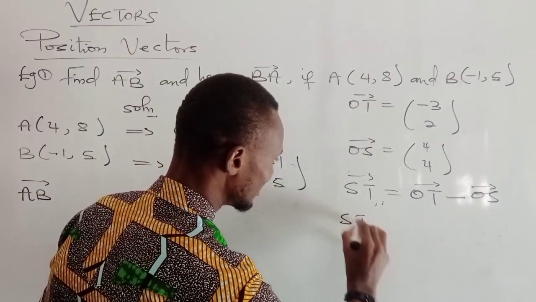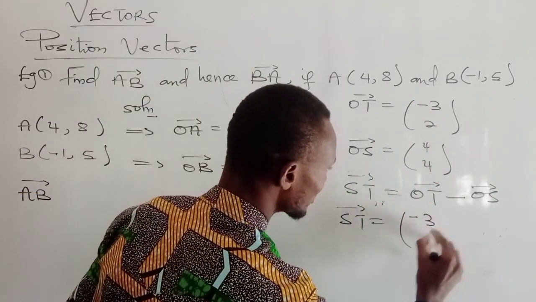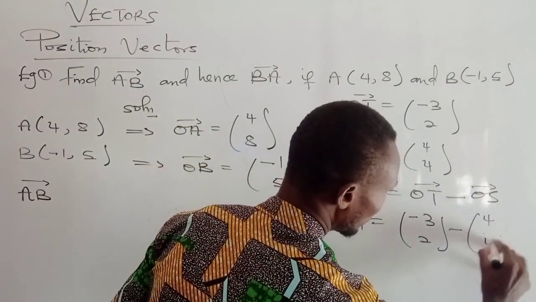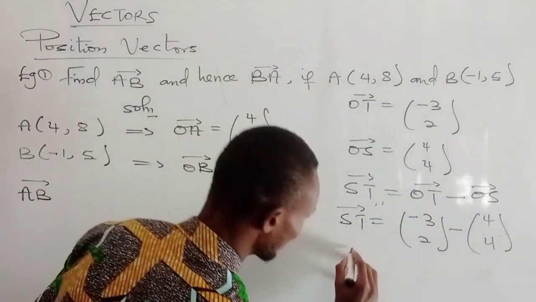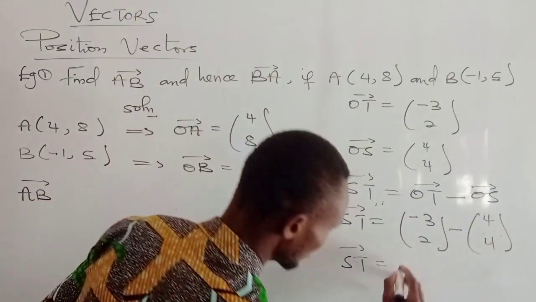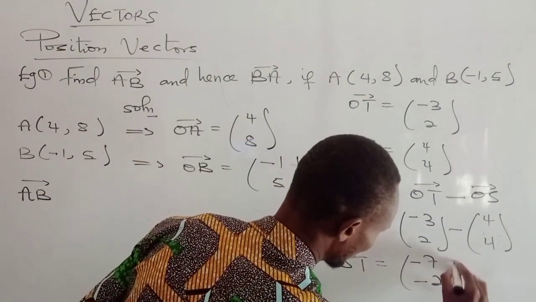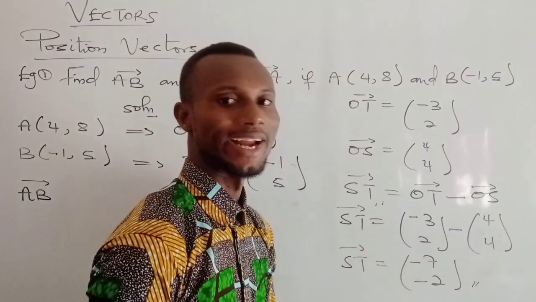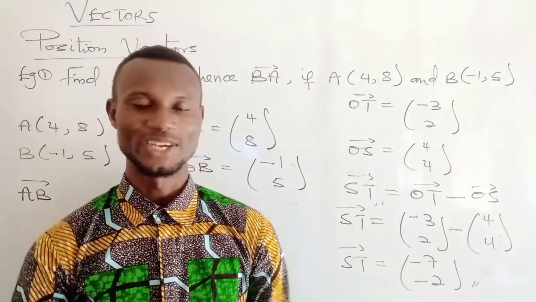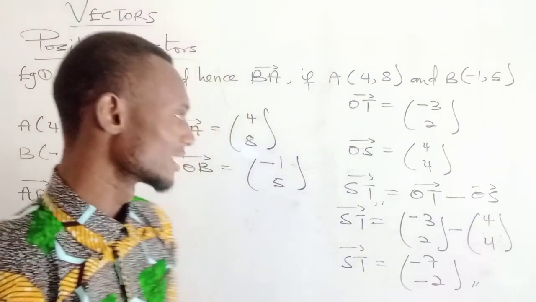Then we just input our values. So vector ST is going to be, the OT has been given to be -3, 2 minus the OS, which has been given to be 4, 4. Then we just simplify. So my vector ST is going to be -3 minus 4, which is -7, and 2 minus 4 is -2. So this is my answer for finding the vector ST. I hope you understand up to this point. Now with this understanding, let's proceed and solve the question that we have on the board.